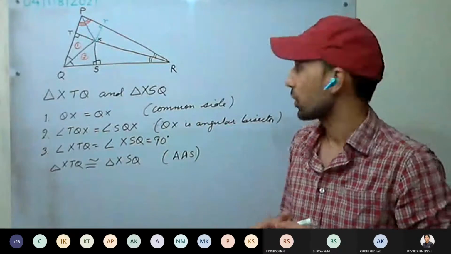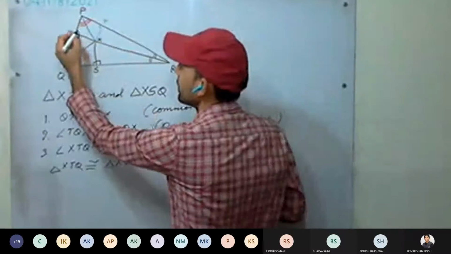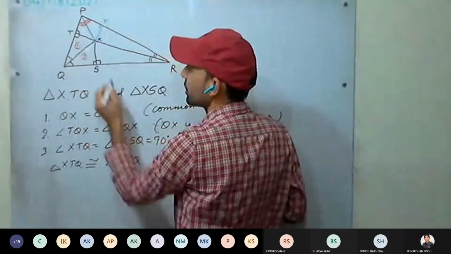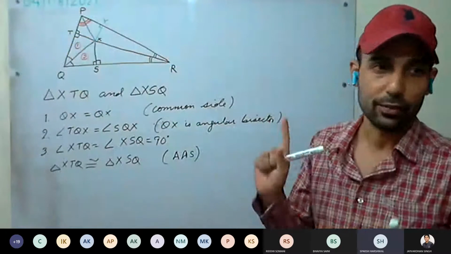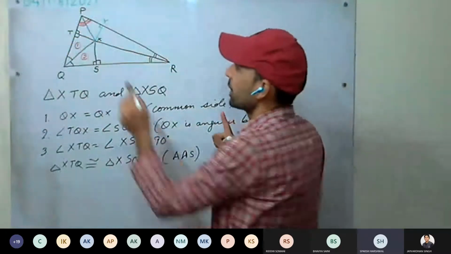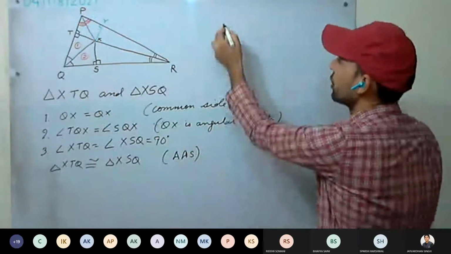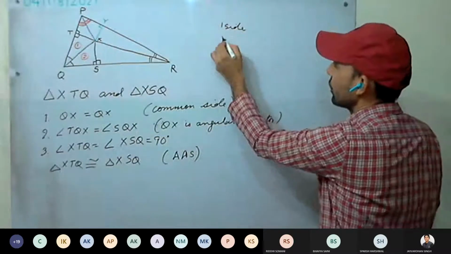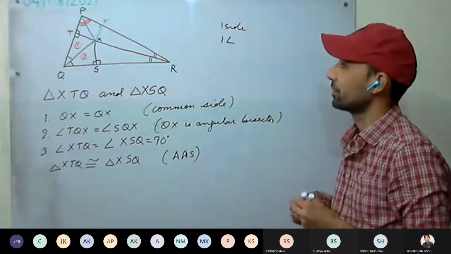Yes, sir. Okay, how are you going to prove them to be congruent? PX equal to PX. Okay, one line we have drawn, one side. This angle equal to this angle. One angle we got. One side, one angle. What more? We require one more.